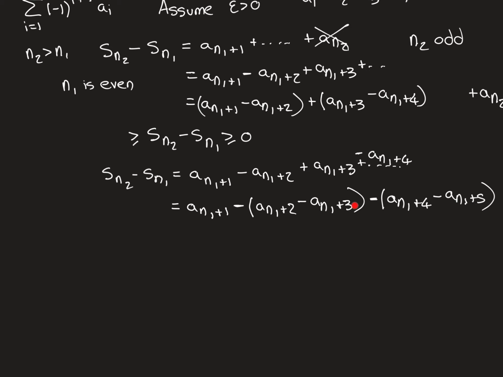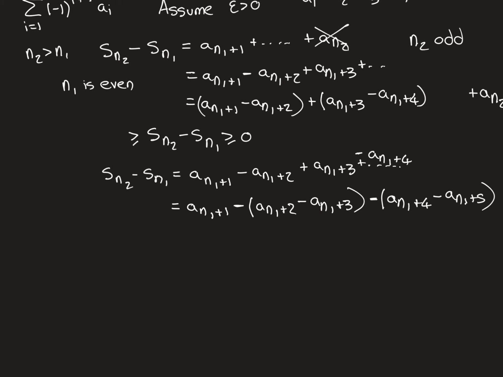If we look at all these things inside the brackets, because this one is greater in size than this one because of the monotonically decreasing property, this is some positive value that you're then subtracting off. The same holds true here. All of these things inside the brackets you're going to be subtracting are going to be positive values. Therefore, you've got this thing minus a whole bunch of things.